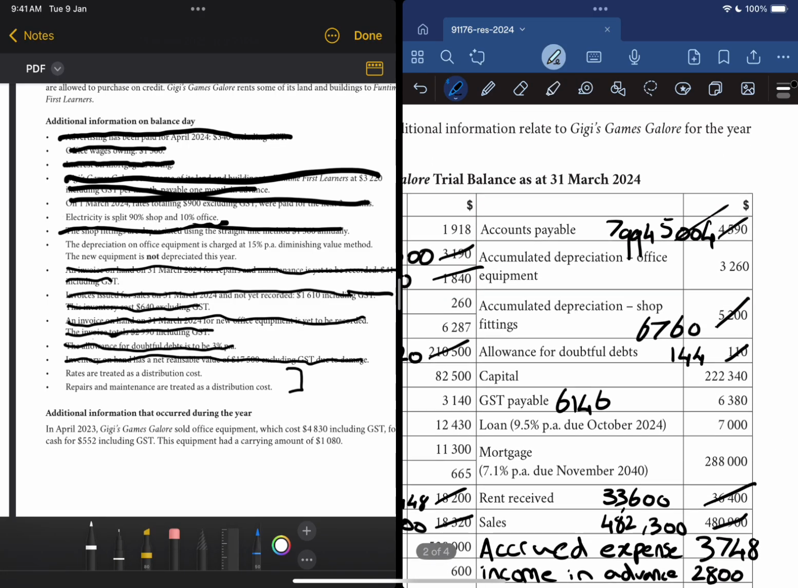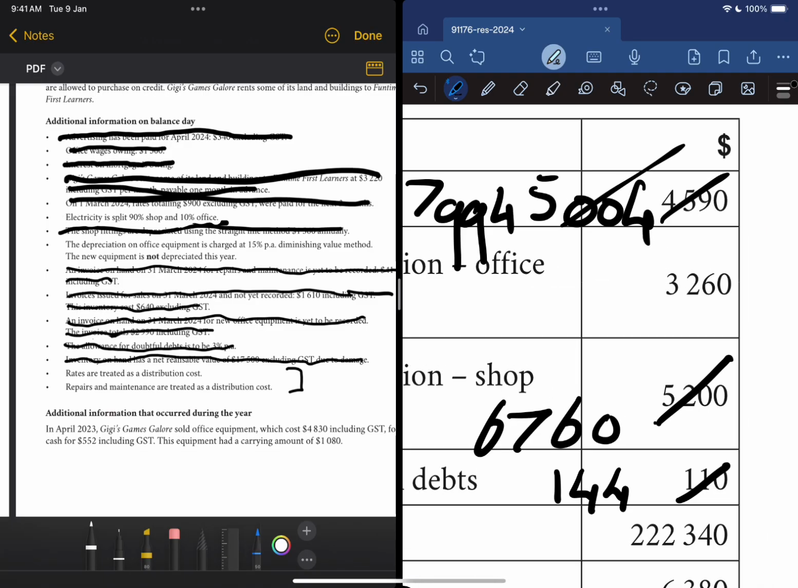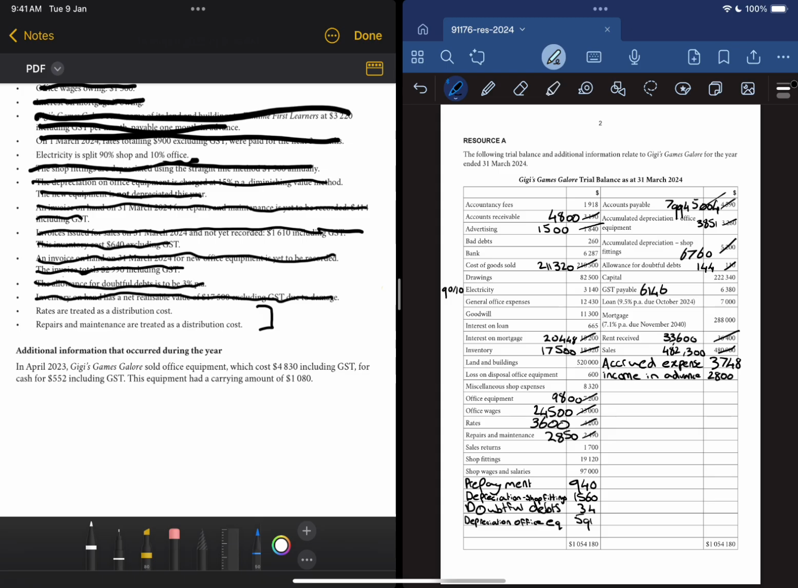And then just coming over here for crediting our accumulated depreciation, it's going to be 3,260 plus 591, which is going to be 3,851, okay? So we're going to go over here, and we're going to go 3,851. Okay, so that bullet point there is now done. And then just finally this last bullet point here. In April 2023, GG Games Galore sold the office equipment. We're going to come back to that in question 2, looking at our statement of financial position. It doesn't actually get inputted into our balance sheet, okay?